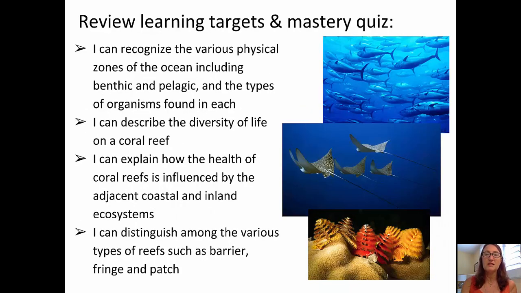I think it's time to review our learning targets and head off to the Mastery Check quiz. So we can recognize the various physical zones of the ocean, including benthic and pelagic, and the types of organisms that are found in each. We can describe the diversity of life on a coral reef, explain the health of coral reefs and how it's influenced by adjacent coastal and inland ecosystems, and distinguish between different types of reefs.